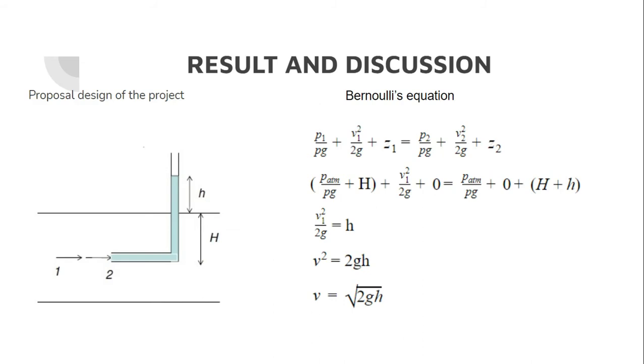So for results and discussion, this is our proposal design of the project, where we use a straw and a ruler. The equation that we use to calculate our result in this project is the Bernoulli equation, which is p1 over rho g plus v squared over 2g plus z1 equals p2 over rho g plus v squared over 2g plus z2, and z1 and z2 will be 0 in this project.